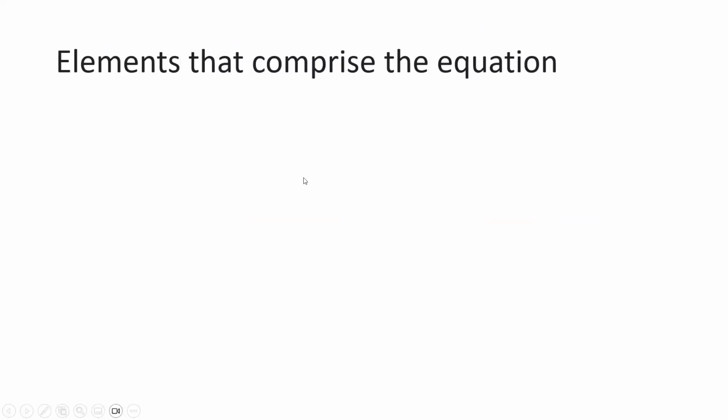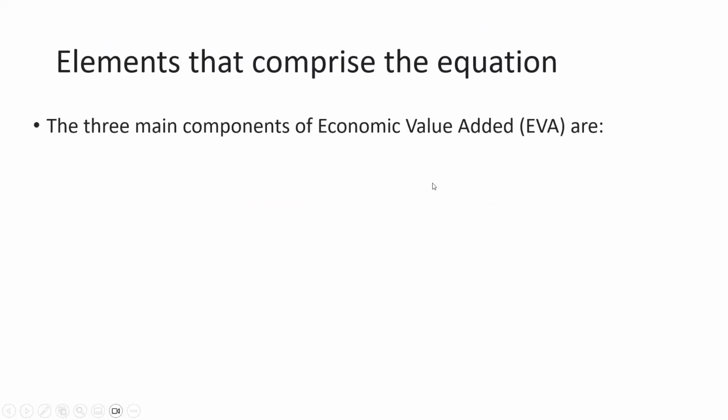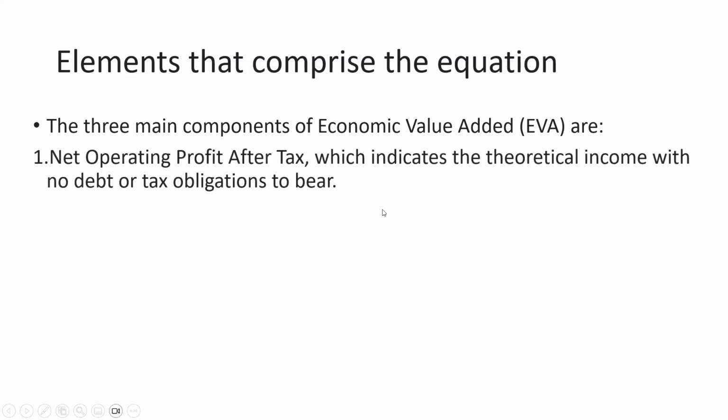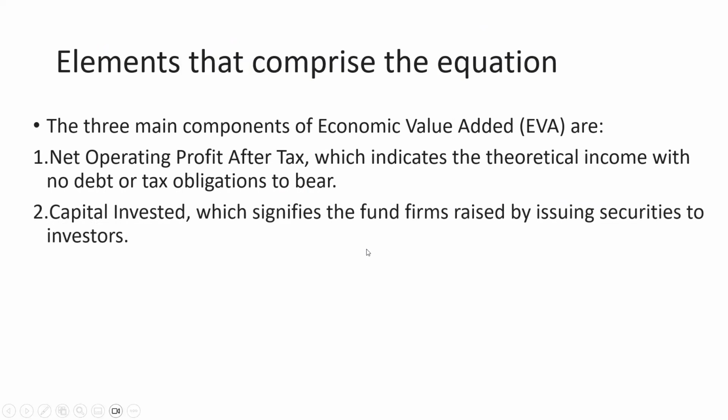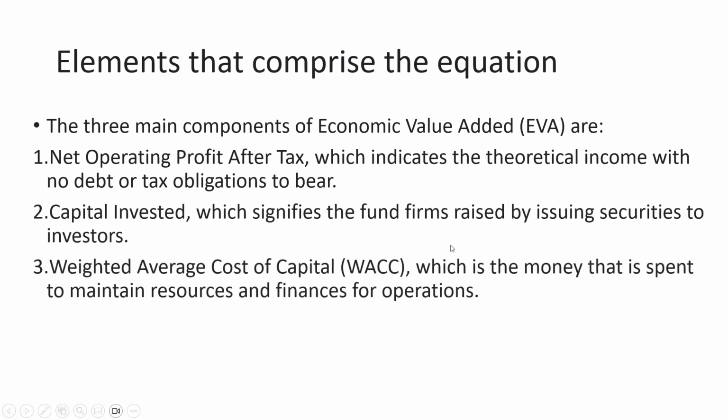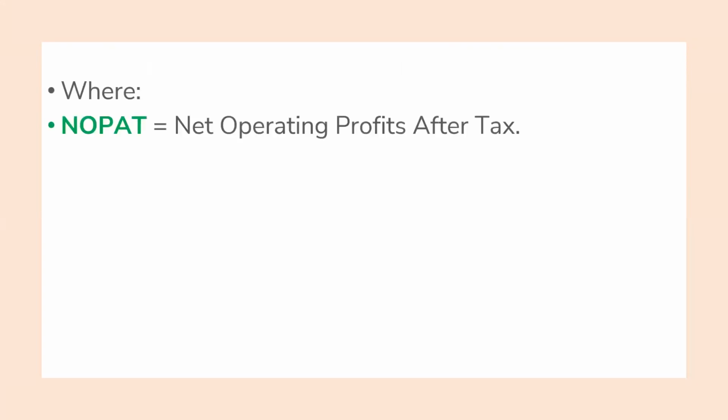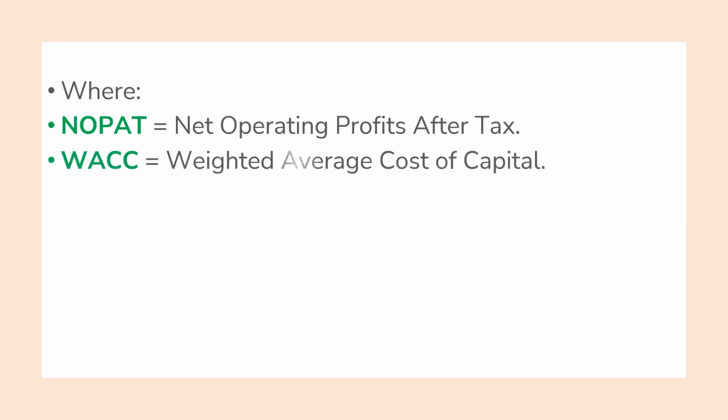So there are three important components of EVA: the net operating profit after tax, the capital invested, and the weighted average cost of capital. The net operating profit after tax indicates the theoretical income with no debt or tax obligation to bear. Capital invested signifies the funds the firm raises by issuing securities to the investors. And weighted average cost of capital refers to the money that is spent to maintain the resources and finances for operations, wherein NOPAT is equal to net operating profit after tax.